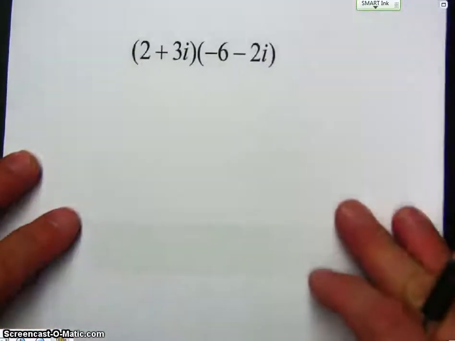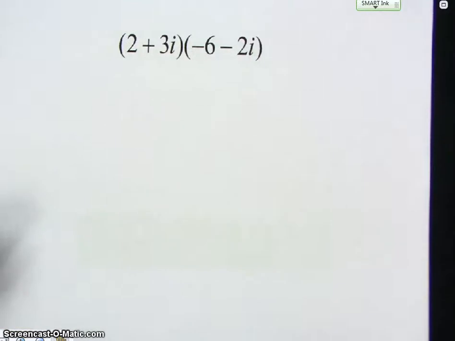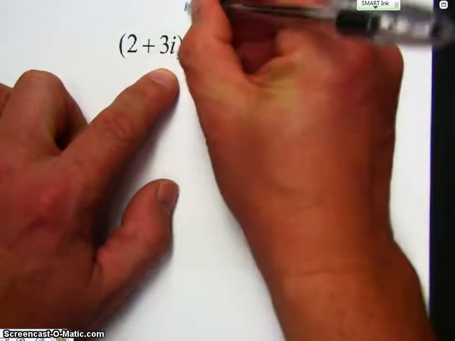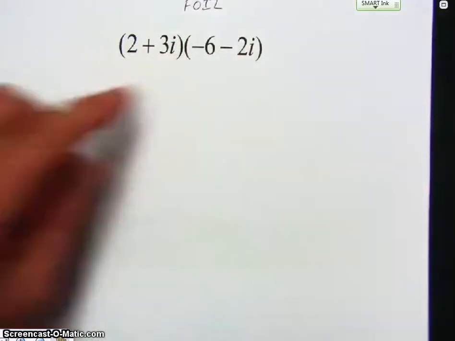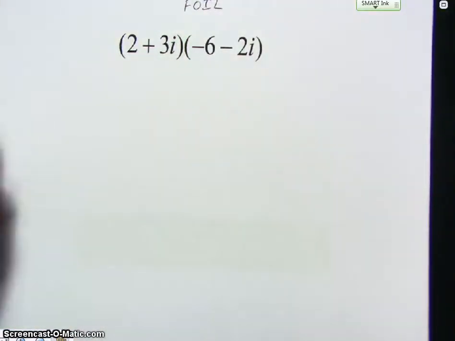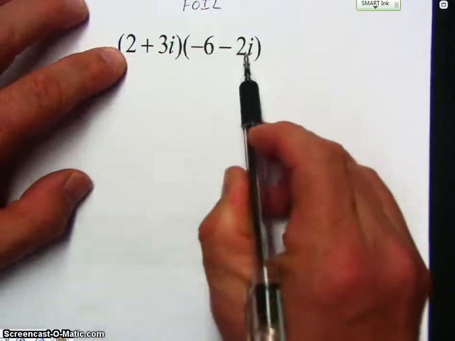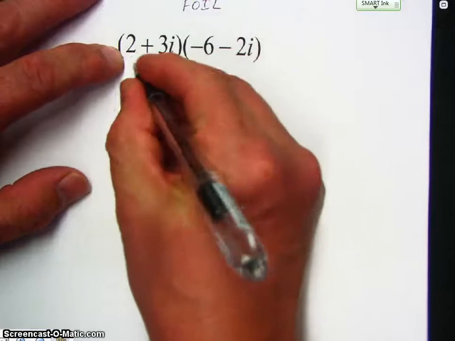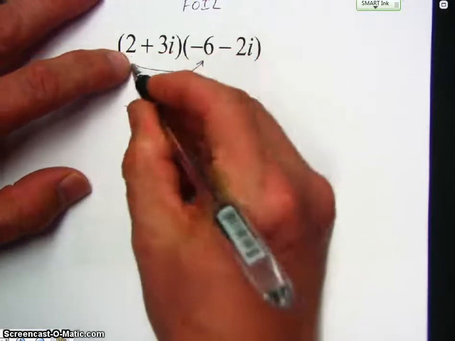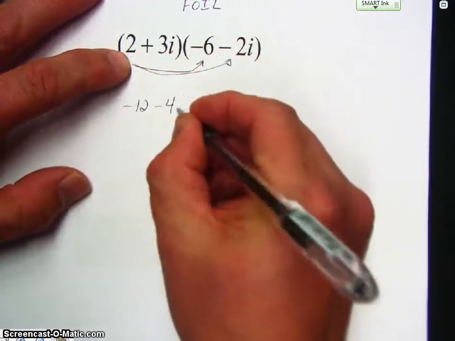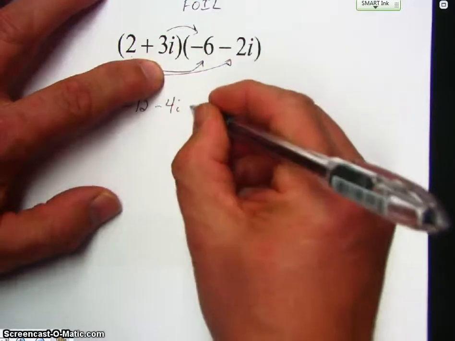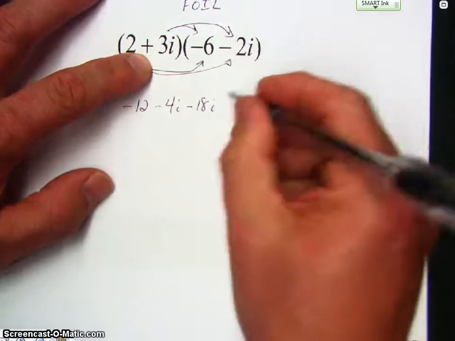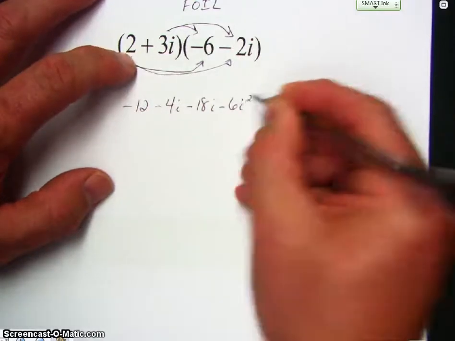All right, here I am going to use distribution property again, but since I am multiplying two binomials, we use the terminology FOIL. All right, really it is distribution on steroids. So I'm going to take 2, multiply both terms in the other one, and I'll take 3i and multiply both terms of the other one. All right, so 2 times -6 is -12. 2 times -2 is -4i. 3i times -6 is -18i, and then 3i times -2 is a -6i squared.